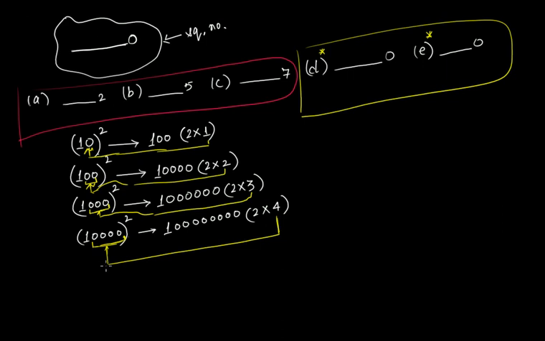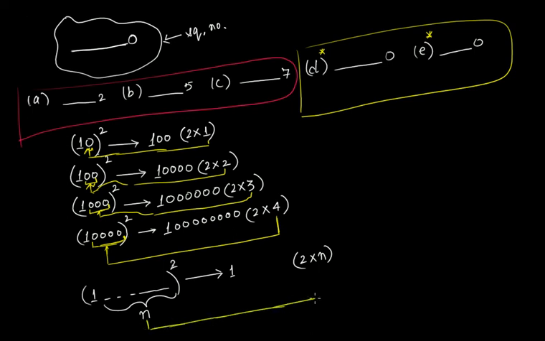It means that, let's say your number actually contains n zeros, and you have to find the square number of this number. So for any number, if it has n zeros, the number of zeros in its square number will be 2 times n. And what's n? n is the number of zeros present in this number.